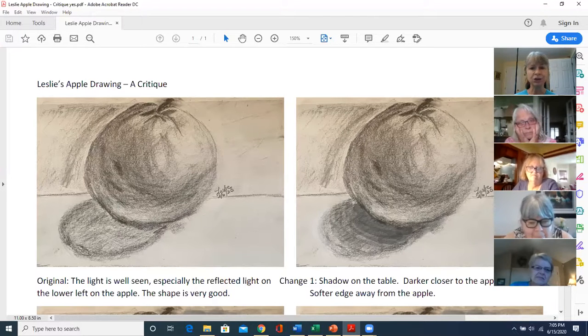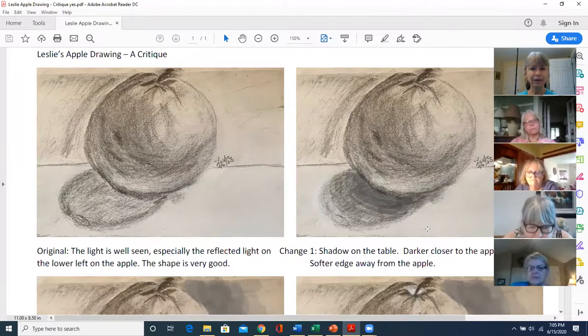So I suggested to do a little bit darker closer to the object, then going a little lighter towards the outside, or going away from the object, which is usually how the shadow is displayed on the surface of the table next to the object. And these changes I made with my computer, so it's not necessarily perfect, but it gives an idea. So that was one thing that I said.